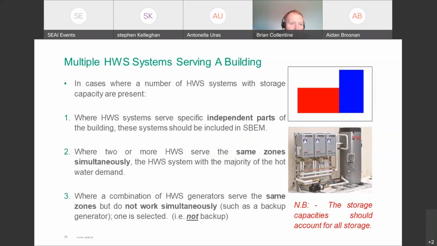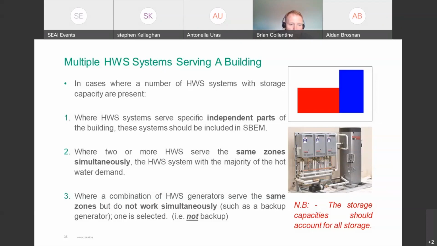Where you have multiple HW systems on site, there are 3 options available to you. The first one is where you have clear independent parts, which generally happens in most situations. On the right-hand side, you have a building where the blue and red area zones are served by completely independent parts, and that can be identified quite easily on site, and you just input it according to its independent parts.